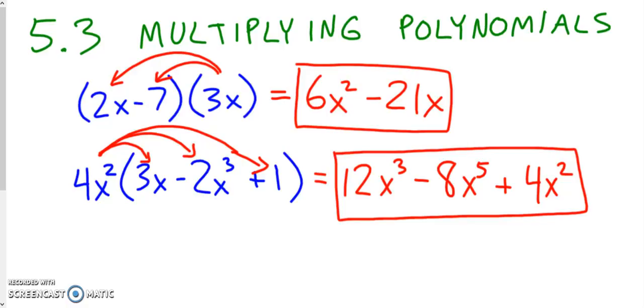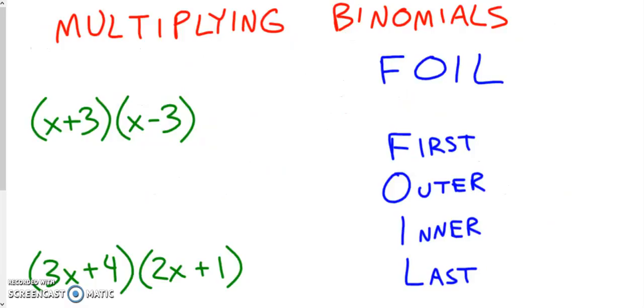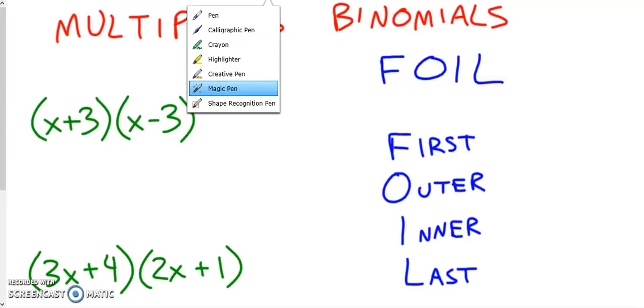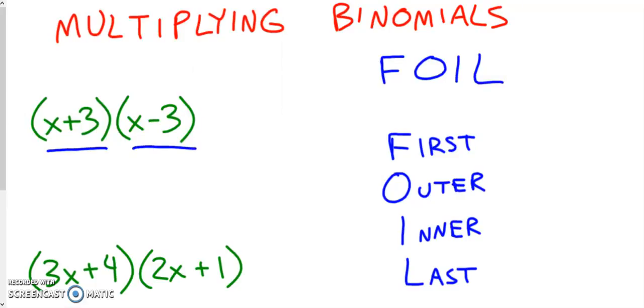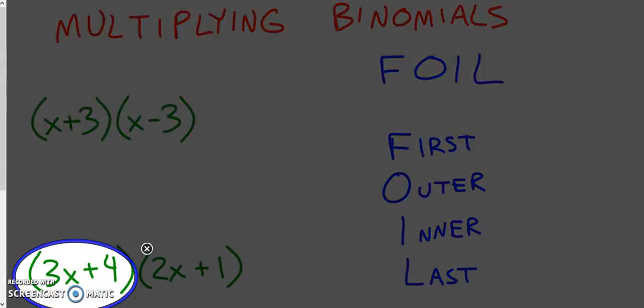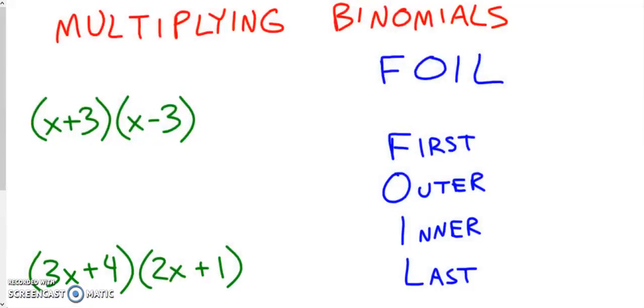So, if we want to multiply binomials, so each one of these things here, and then both of these are binomials because they have 2 terms. Now, to do this, we use the technique of FOIL, which is an acronym, okay?